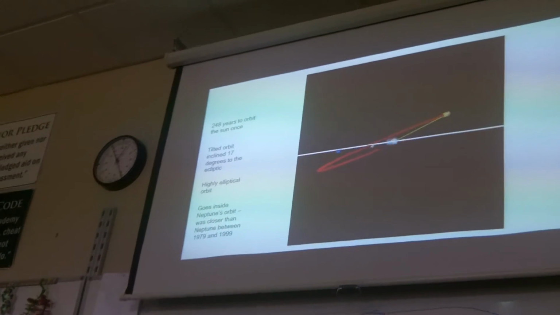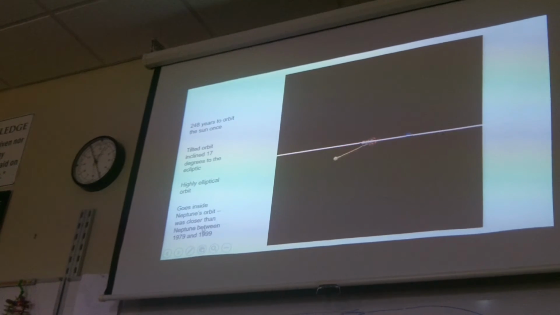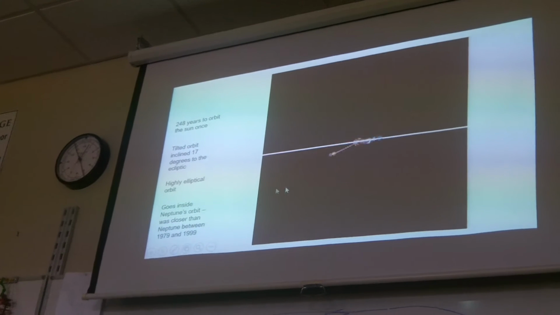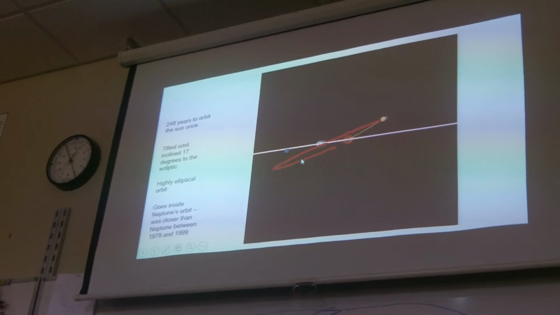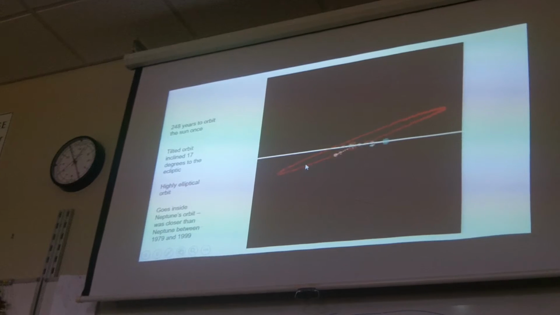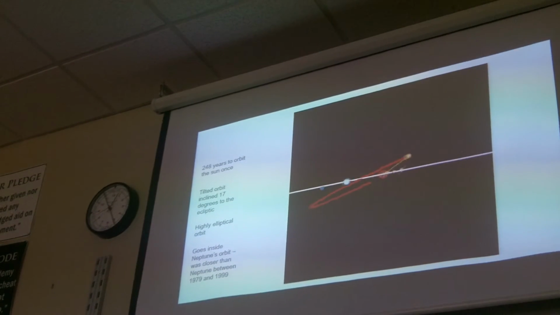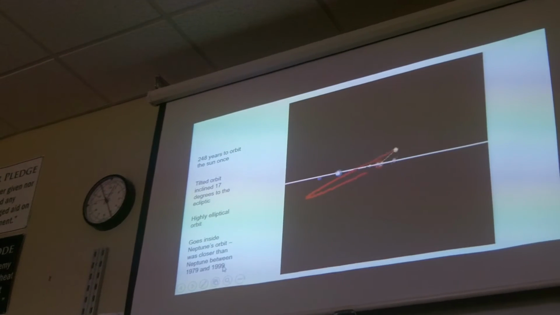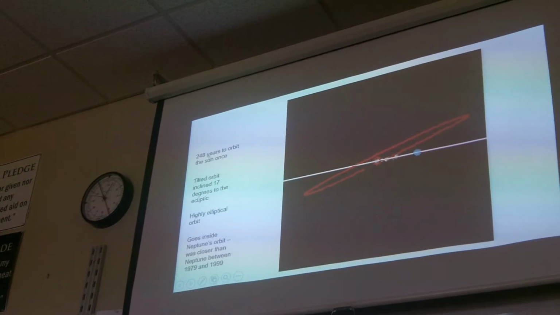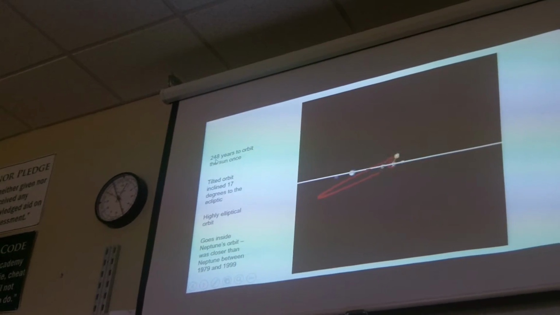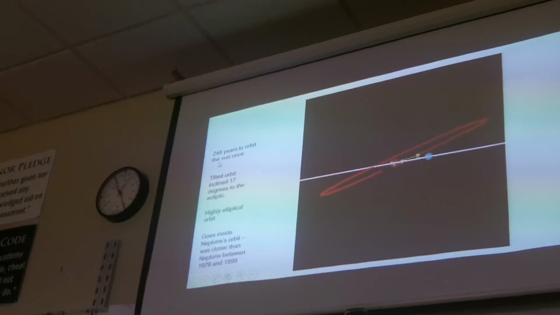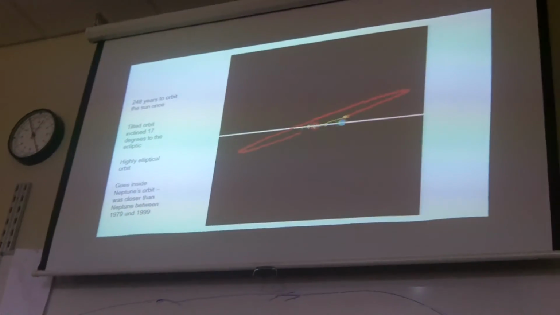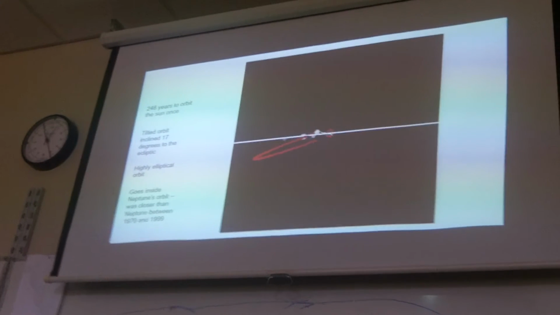So between 1979 and 1999, Pluto was closer than Neptune to the Sun. And then in 1999, because of the elliptical orbit of Pluto, it's going farther and farther away, and it's going to be farther than Neptune from the Sun for another, it's 248 years to orbit the Sun once, so for another 220 years. But there would never be an instance where Neptune and Pluto could collide. No, and that's a good question.